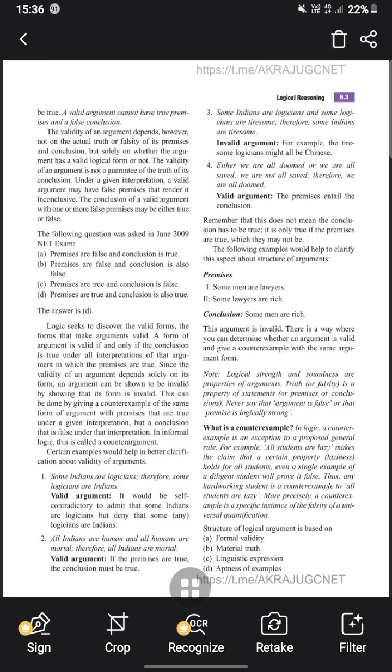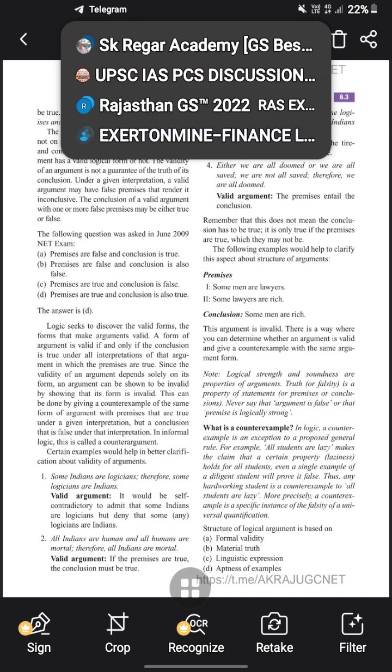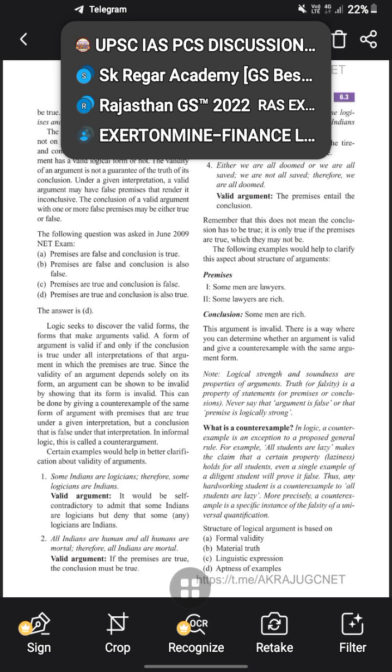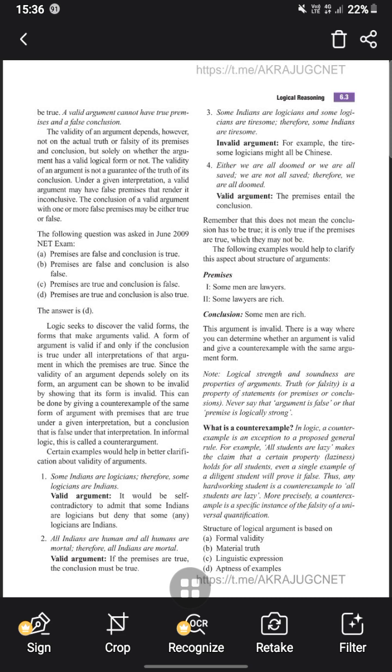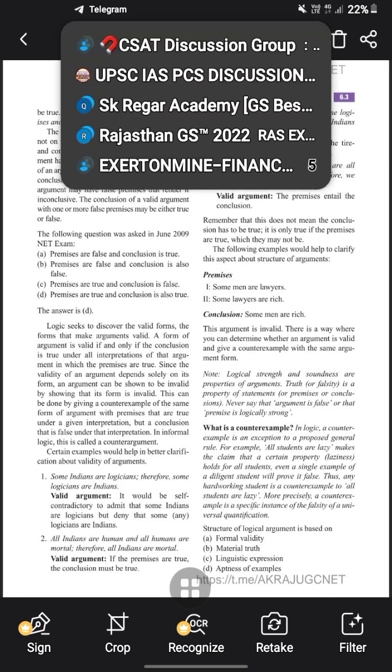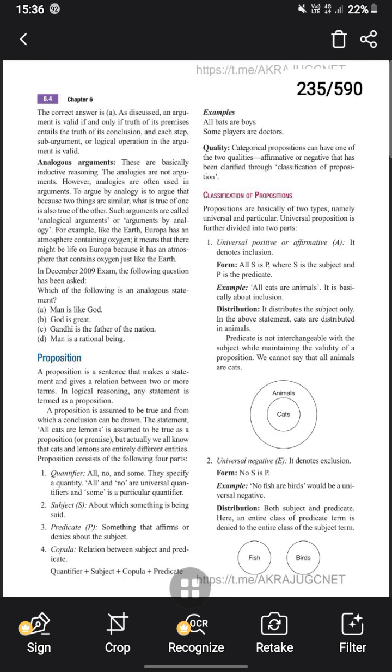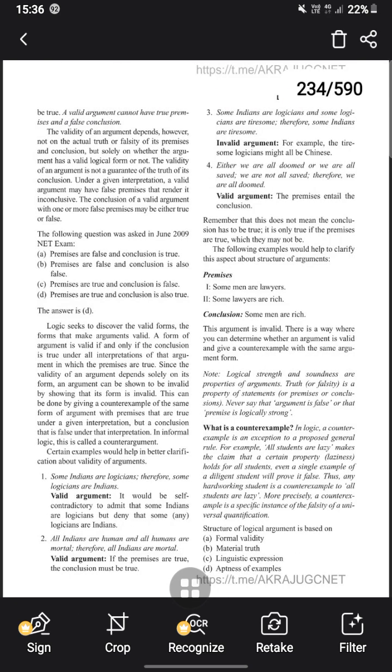What is a counter example? In logic, a counter example is the exception to a proposed general rule. So all students are lazy makes the claim that a certain property, laziness, holds for all students. The structure of logical argument is based on what is important. The correct answer is A here. That is based on formal validity. If there is a validity, then the structure of logical argument is based on the validity.